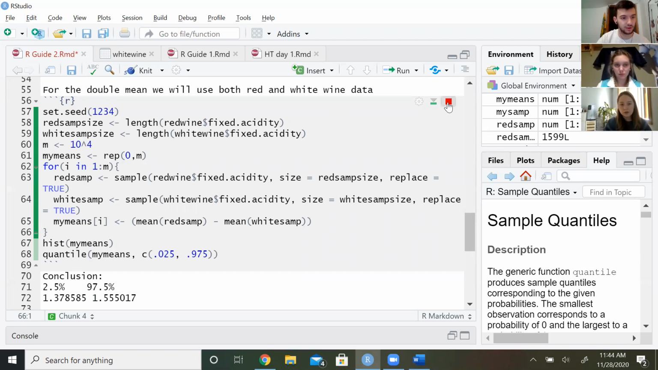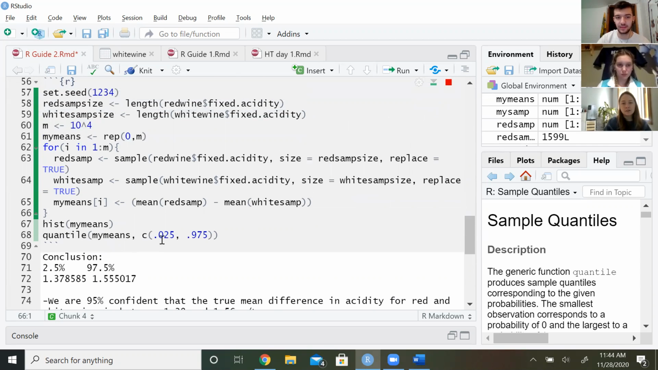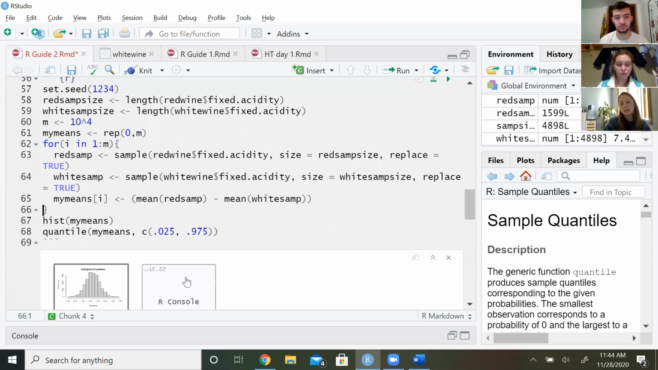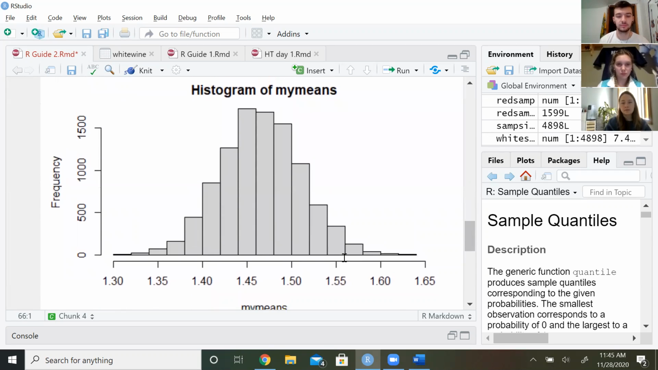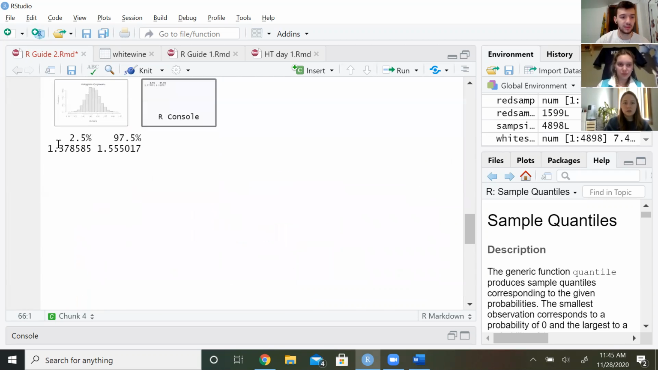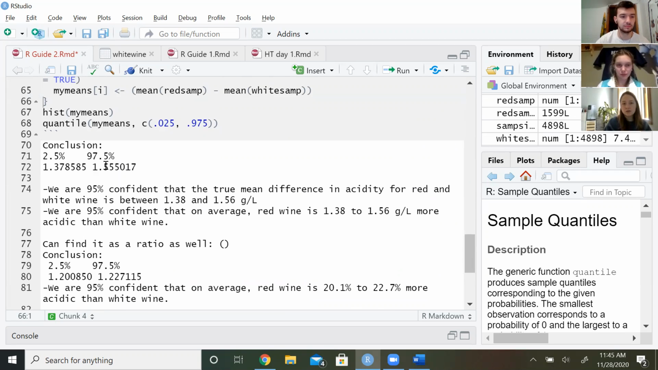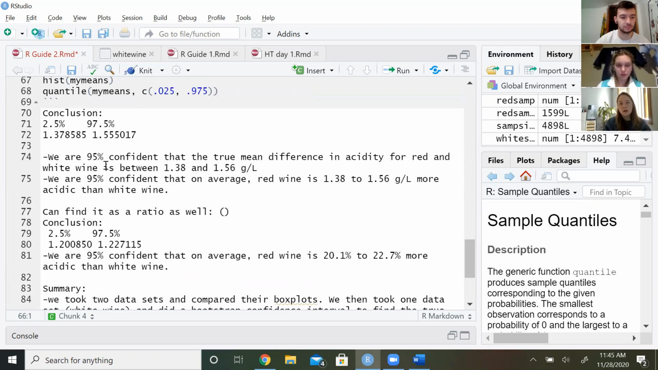So we can run this all the way through. And it takes a second. But again, for this one, we're trying to find the 95% confidence interval. So that is why we did 0.025 and 0.975. So then here's our histogram. And then it will have the quantile, which is the same as what we have right here. So for our 2.5% boundary, we have 1.378, and then our 97.5% boundary, we have 1.55.